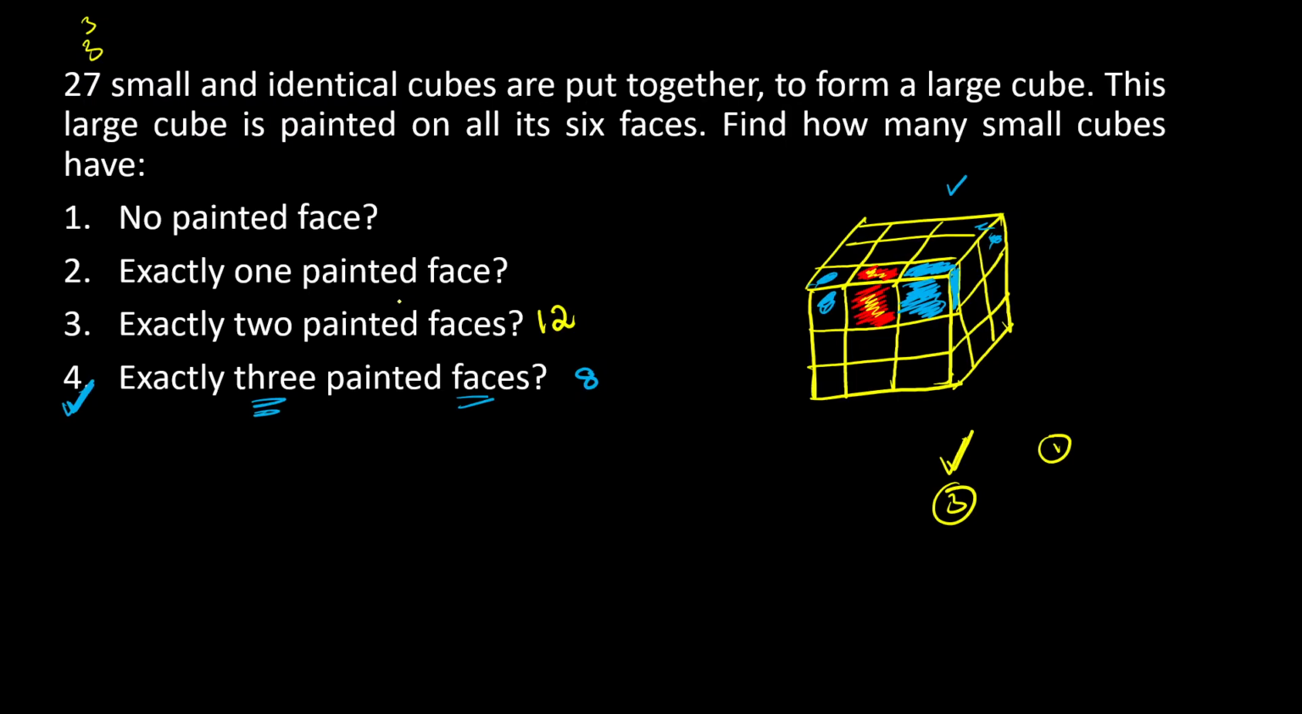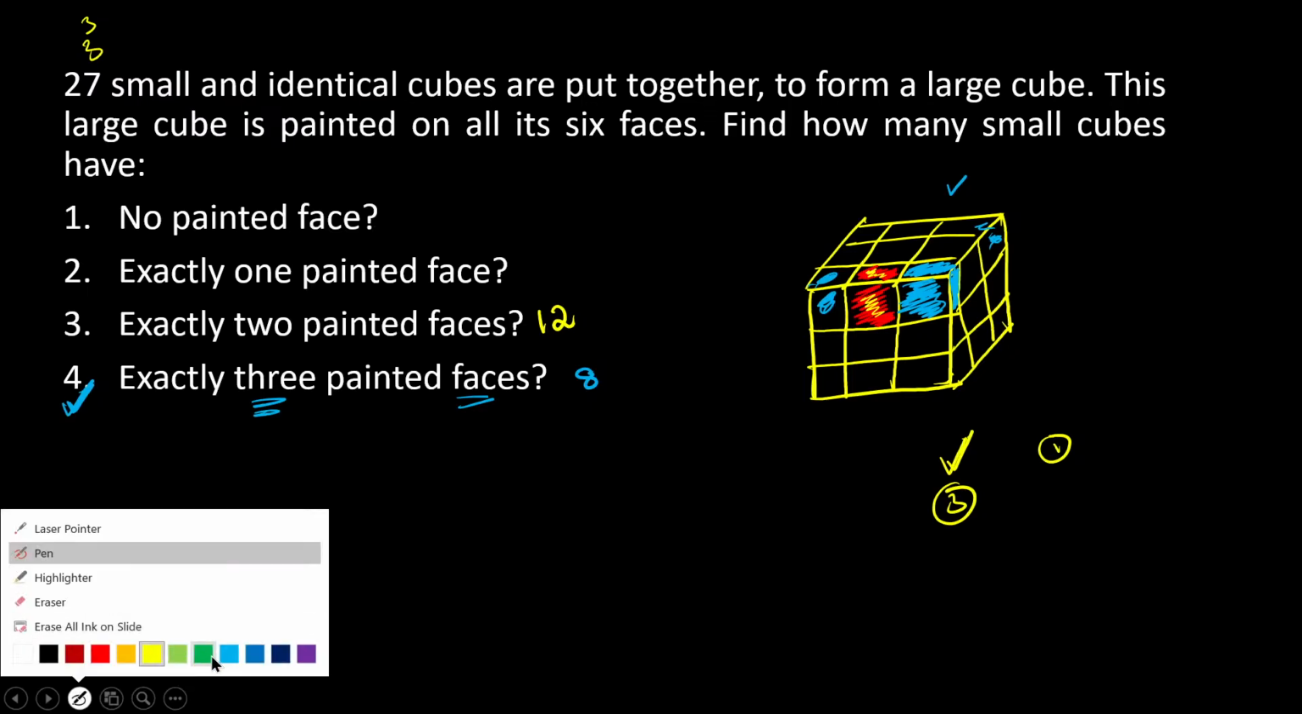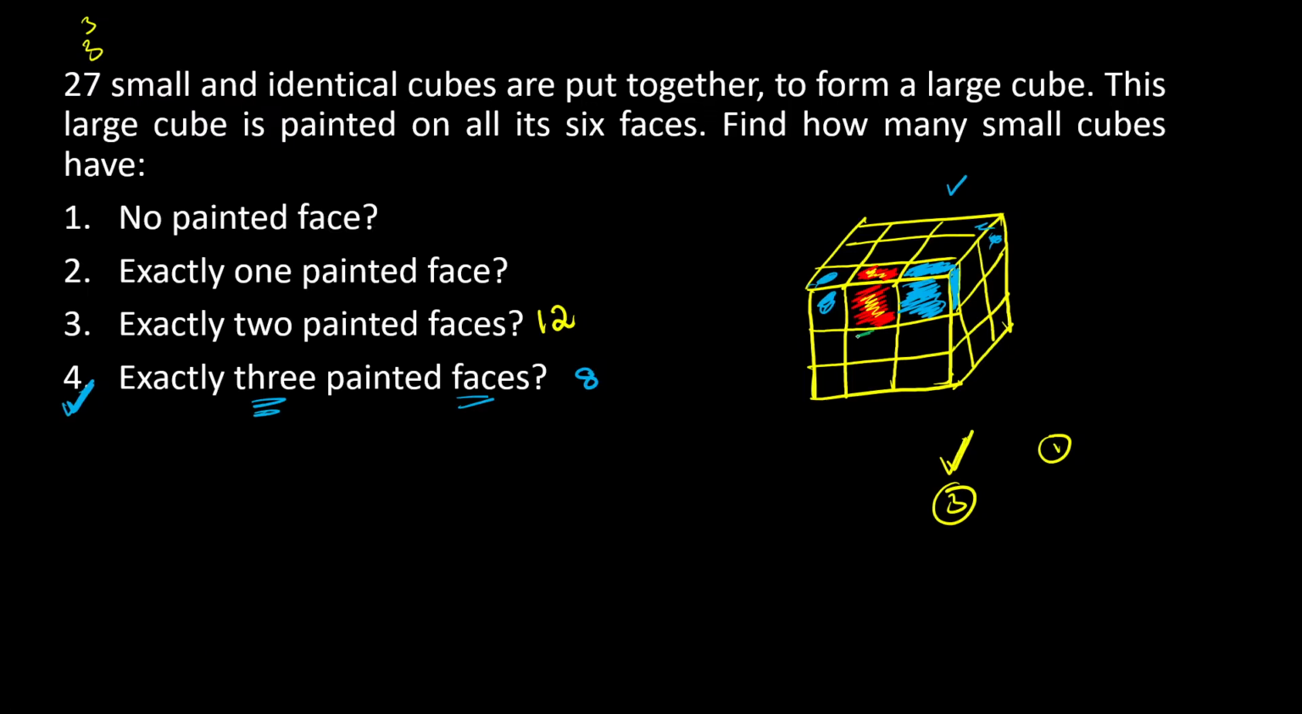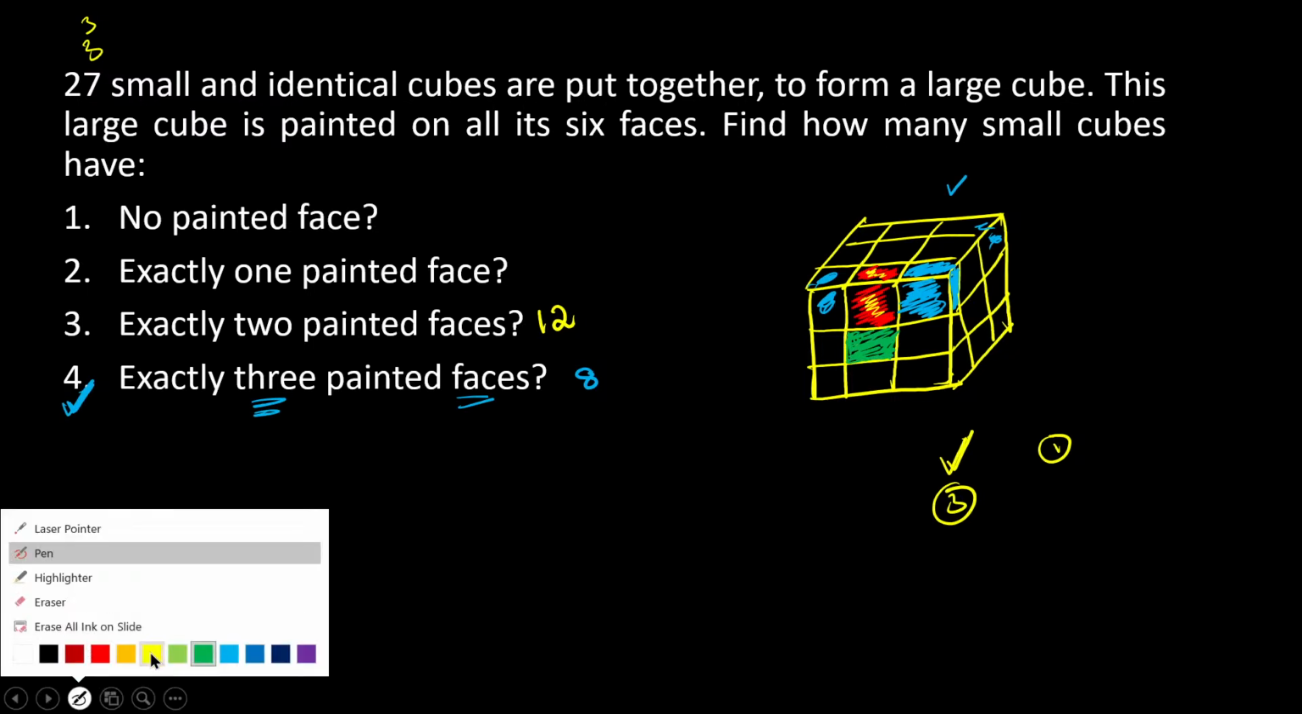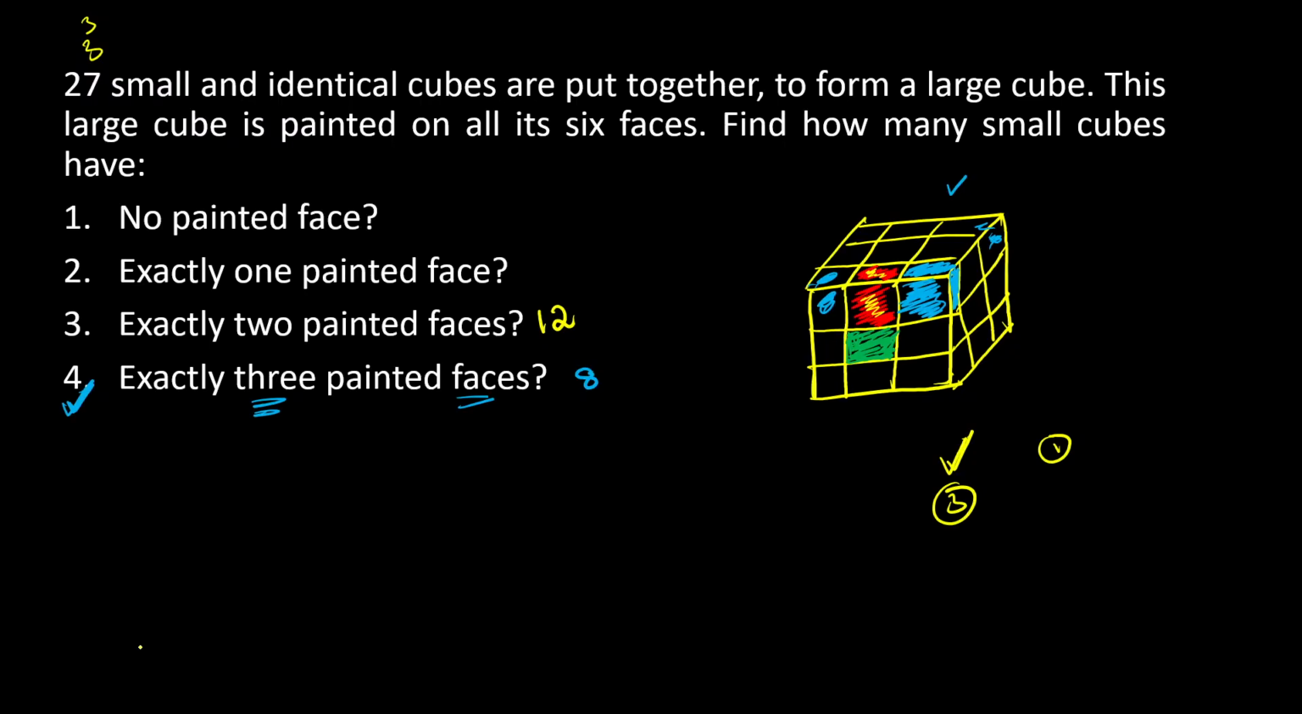Exactly 1 painted face. You will notice such a cube at the center of the face. If you can connect this with the first model that we discussed, that's the foundation to solve questions of this kind. So 1 cube at the center of every face. You will find 1 on each face. So 6 faces, my answer will be 6.